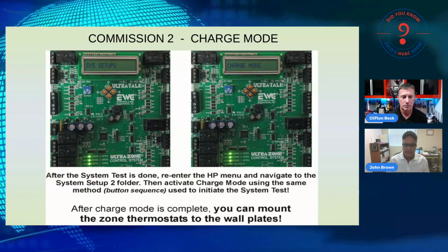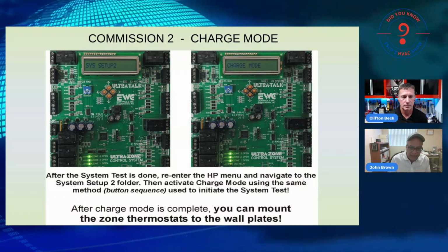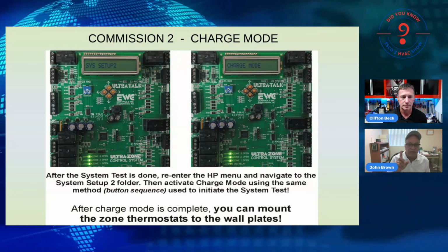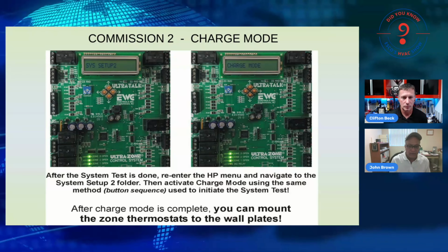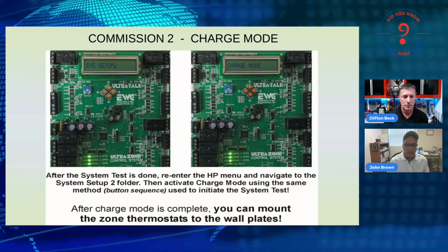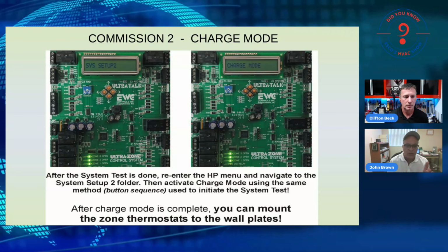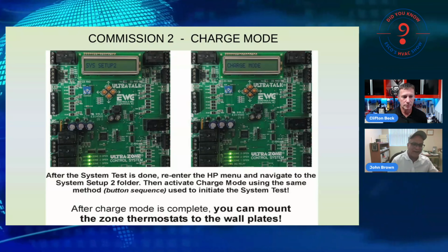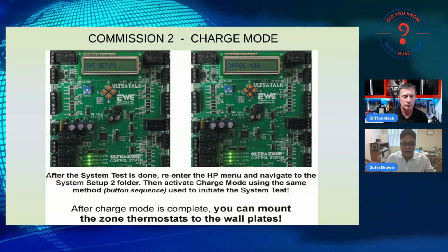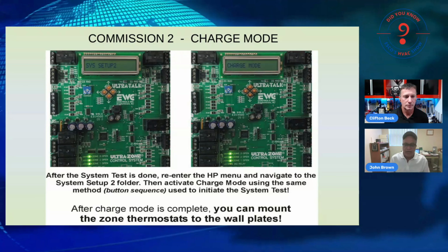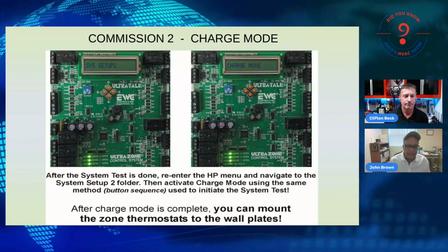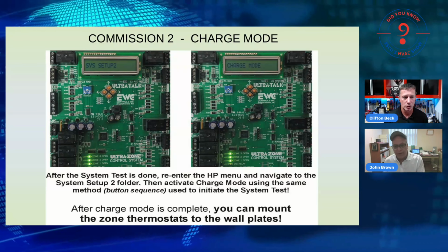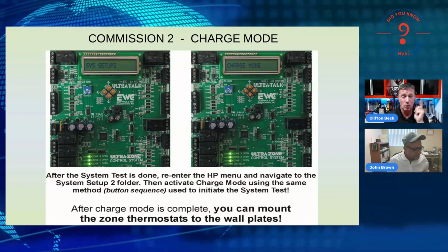After the system test is done, you're going to re-enter the heat pump menu just like you did before. Navigate to the system setup 2 folder. Then once you access that folder, hit the down button, find charge mode, hit right, and you'll see off. Hit down, you'll see on, hit right again, and lo and behold, you're in charge mode now. This is another good reason not to connect any thermostats prior to this. Sure. Don't want to interrupt. Actually, we just got a question about that, John.